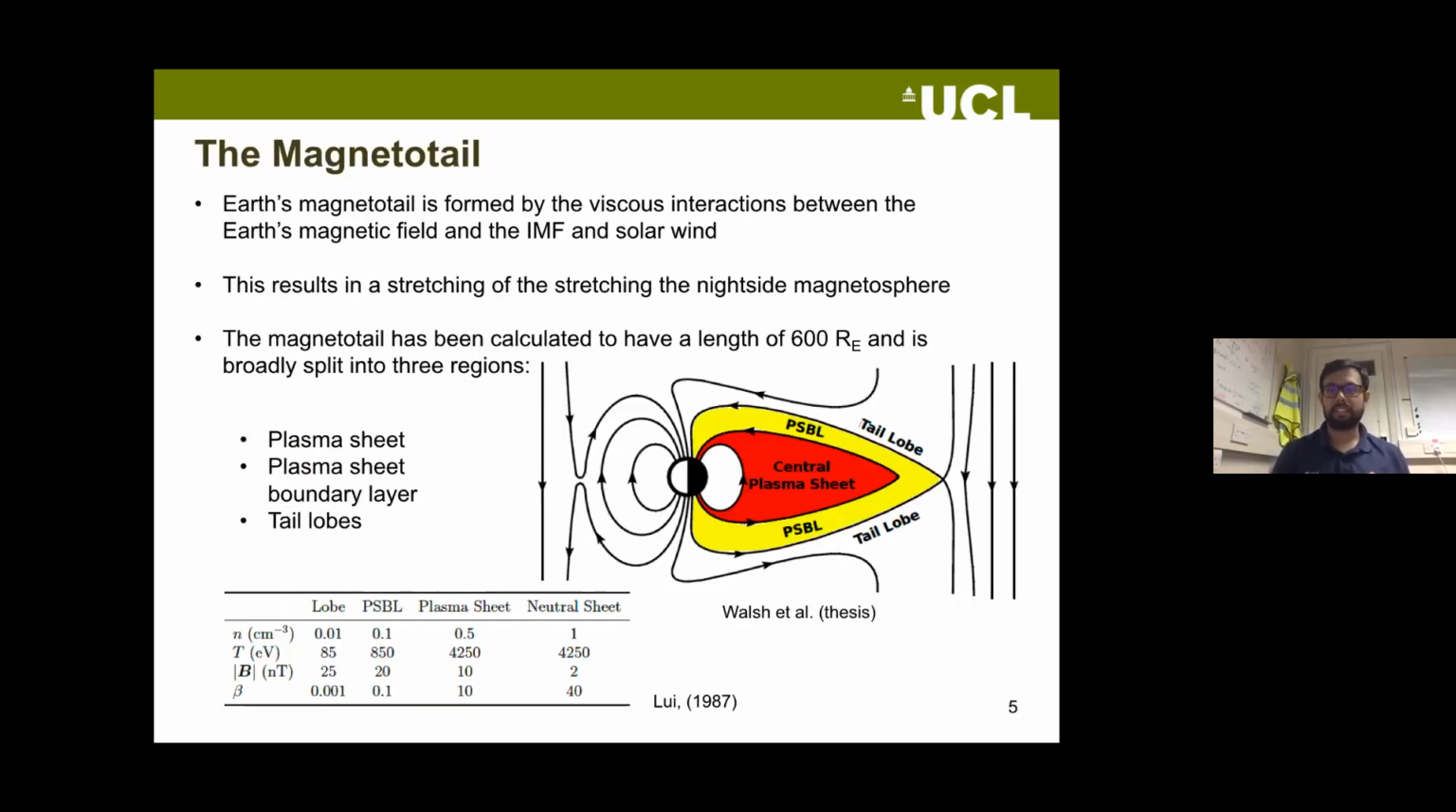So a bit about the magnetotail. Traditionally, it has been classified into 3 different groups. We have the lobes, which are characterized by generally low temperature, low density, and high magnetic field strength. And then as we go towards the center of the magnetotail, we pass through the plasma sheet boundary layer and then the central plasma sheet, which has the current sheet right in the middle. And the temperature and density increase as we move closer to the center, and the magnetic field strength decreases.